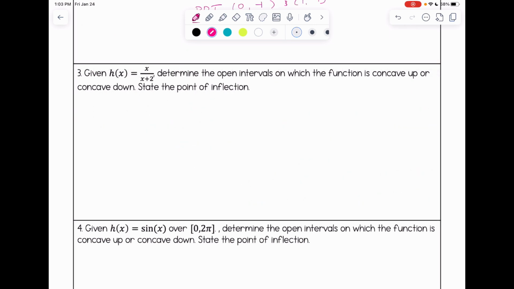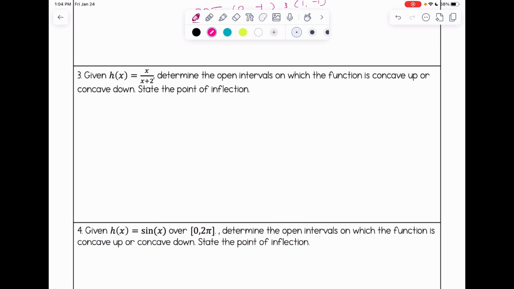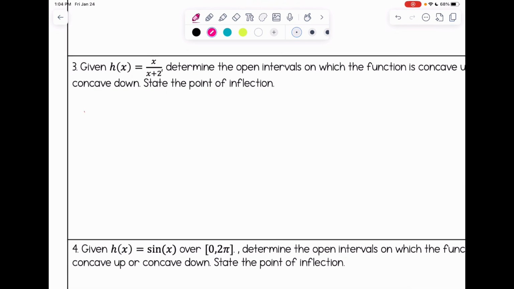All right, number 3, given h of x equals x over x plus 2, we're going to talk about the concavity and points of inflection again. Let's start by taking the derivative using the quotient rule. So 1 times x plus 2 minus x times 1, all over x plus 2 squared. I'm going to simplify that a bit. In that numerator, 1 times x plus 2 is, of course, x plus 2 minus x. So 2 over x plus 2 squared.